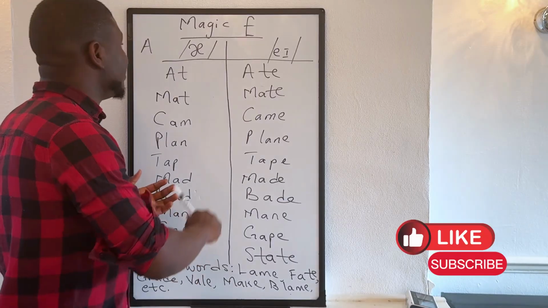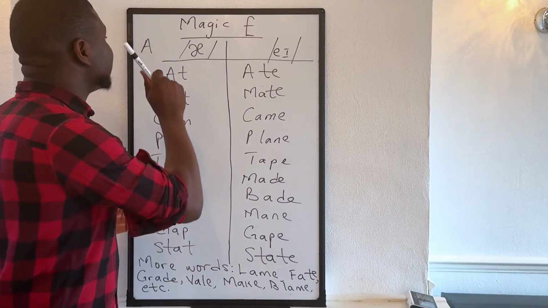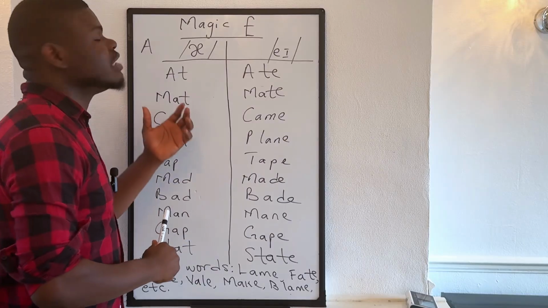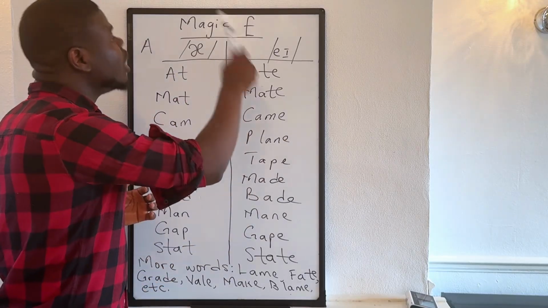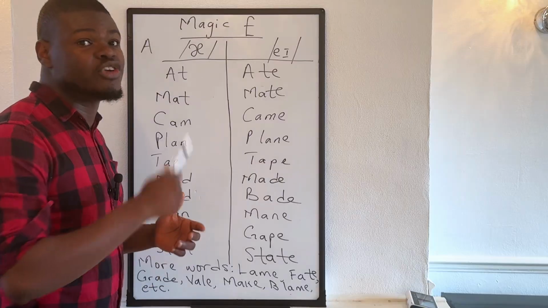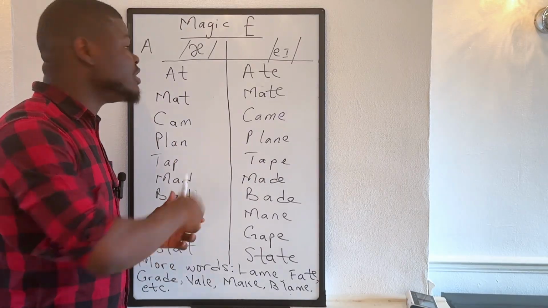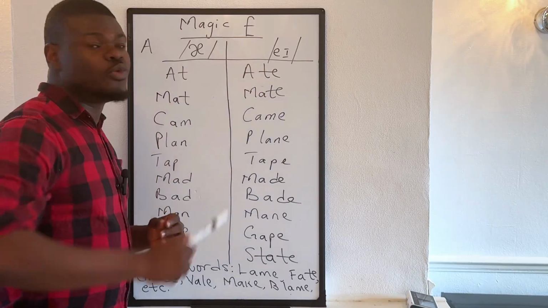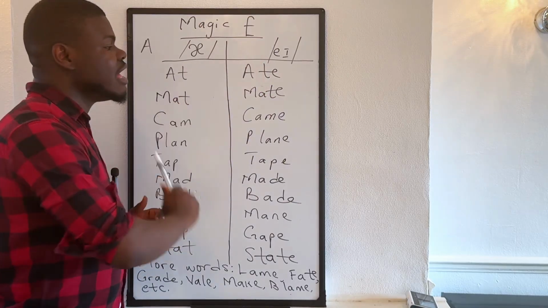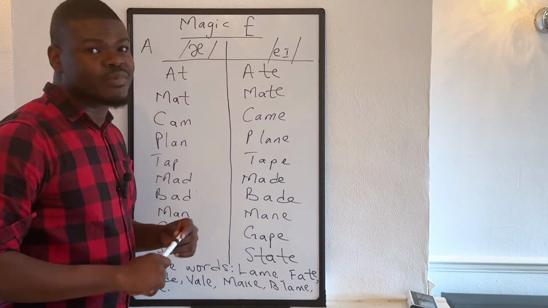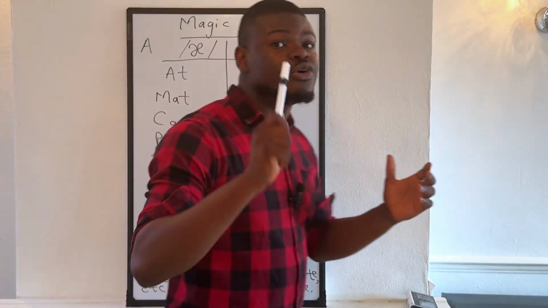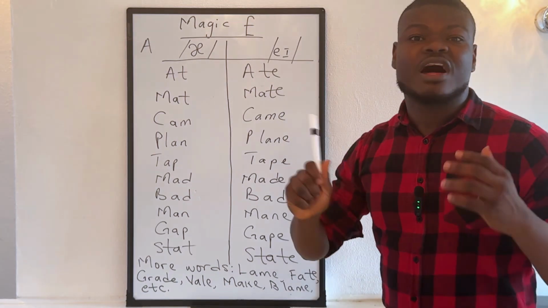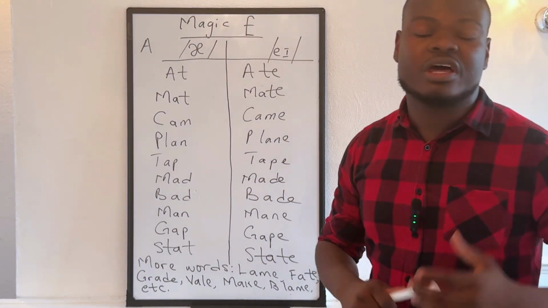Hello viewers. Have you ever wondered why the letter A in the word AT is pronounced as the A sound and the one in the word ATE is pronounced as A, which makes this word at and this one ate, which makes this word mat and this one mate? Yeah, this is due to a concept called the magic E, and that's what we are about to learn today.